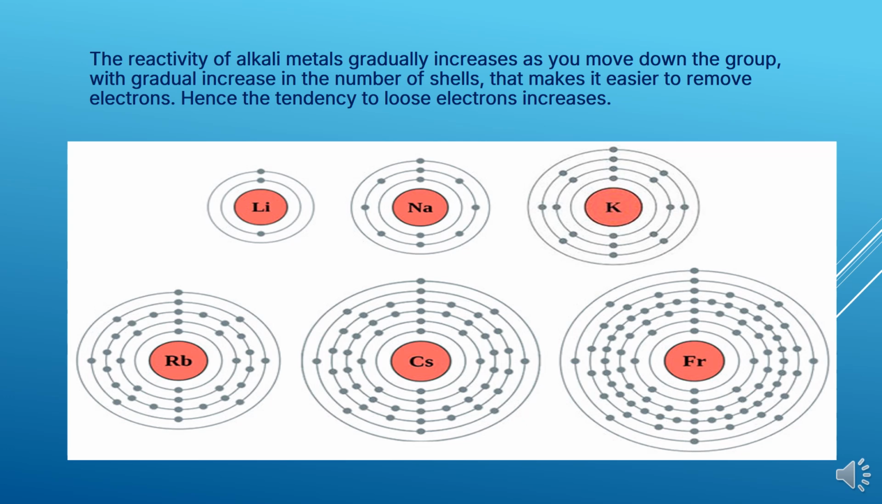Dear students, the reactivity of alkali metals gradually increases due to the gradual increase in the number of shells. That makes it easier to remove electrons. Hence, the effective nuclear charge decreases and the tendency to lose electron increases. So we could say that the reactivity of alkali metals increases down the group. The tendency to lose electrons increases.